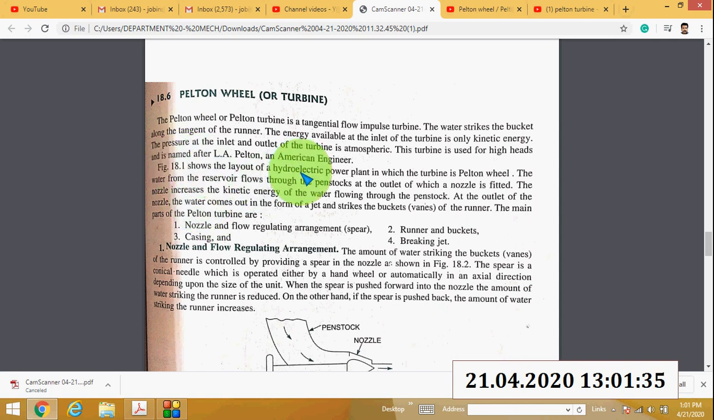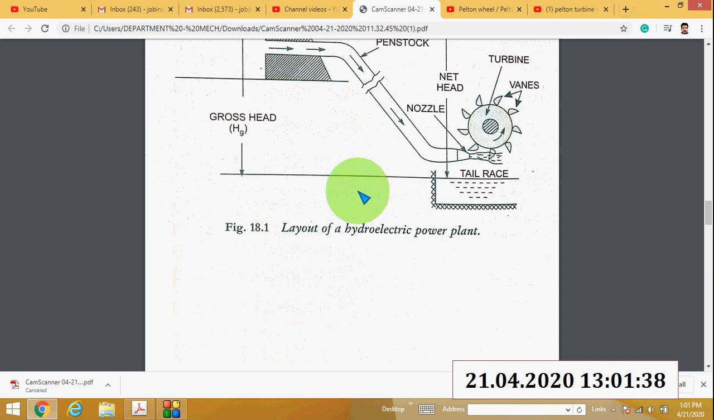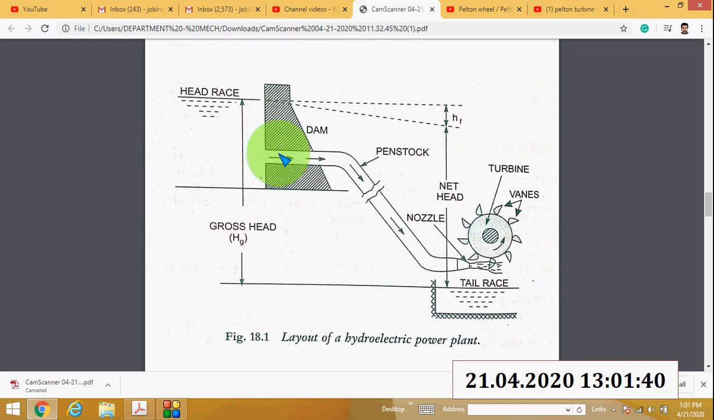Then the figure shows the layout of a hydroelectric power plant. Here you can see this is the layout of a hydroelectric power plant.